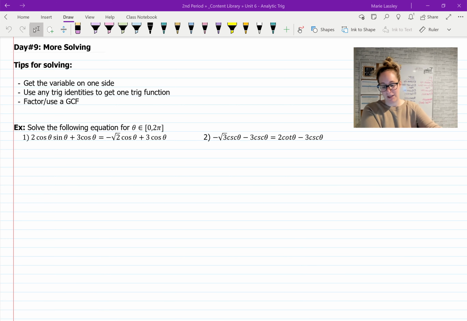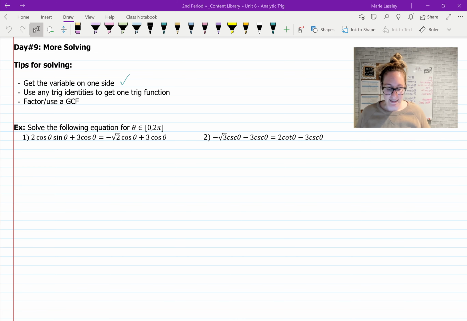All right, so here are some more. These are the techniques we're going to be looking at today. So getting the variable on one side. We already kind of talked about that a little bit in our last video, right? We want to make sure that the variable is on one side and then our numbers are going to be on the other side. So that's the technique that we talked about last class. So we've already done this one right here.